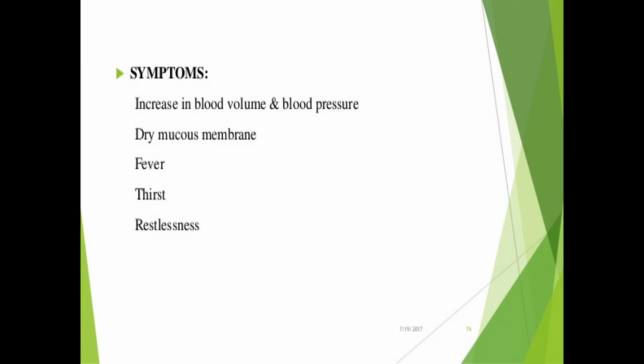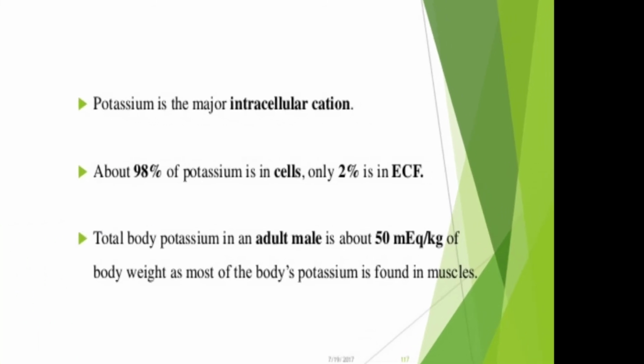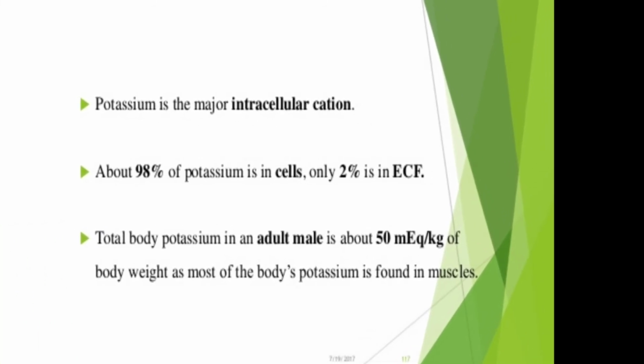So symptoms of hypernatremia: increase in the blood volume and blood pressure, dry mucous membrane, fever, thirst, restlessness. These are the symptoms of hypernatremia, increased sodium level in the blood. Okay, so next is potassium. This slide is for potassium.